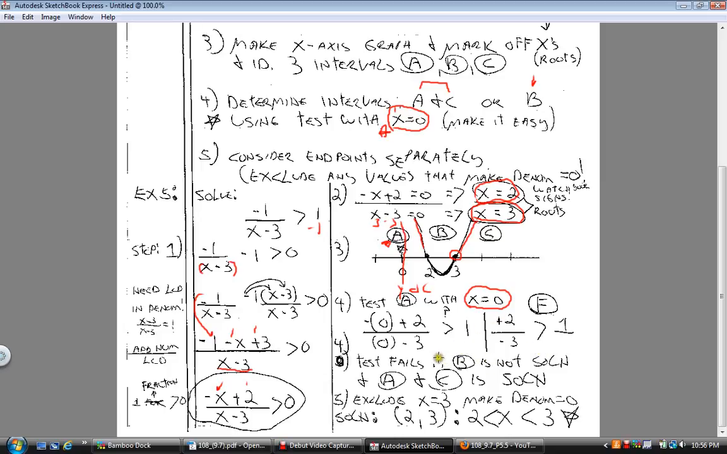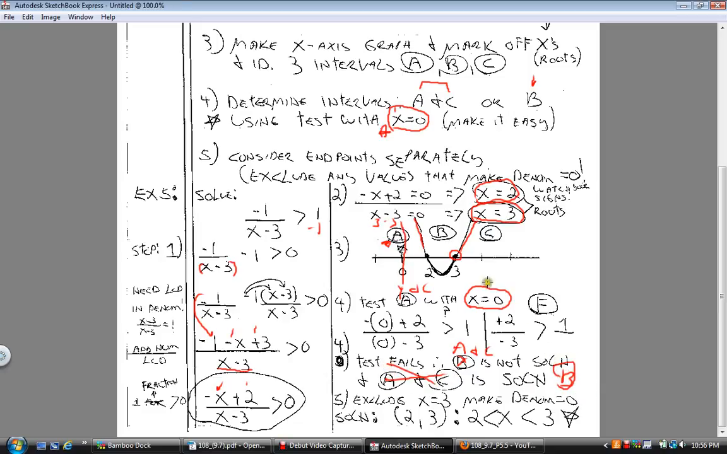However, look at my notes right here. You want to correct this. I say the test fails. That's true. However, what interval did we test? Not B, but we tested interval A, because x equals 0. You've got to watch that. I'm glad I kind of made that mistake. I fixed it on your handout notes, but you want to realize that is interval A. So therefore, A and C are not your solutions, the intervals, but B is.